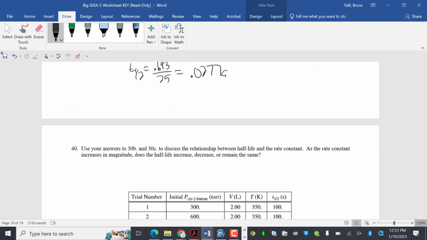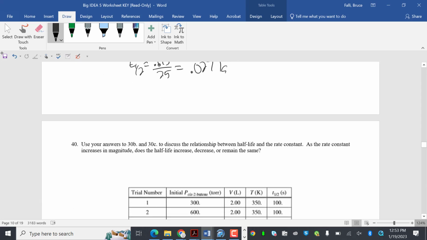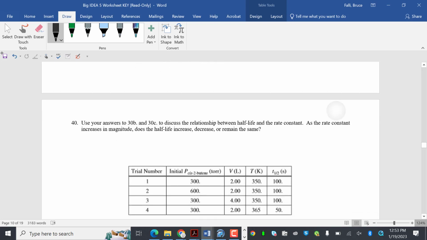Using your answers to 39A and 39C, discuss the relationship between half-life and rate constant. As the rate constant increases in magnitude, does the half-life increase, decrease, or remain the same? As the rate constant increases, the half-life decreases.